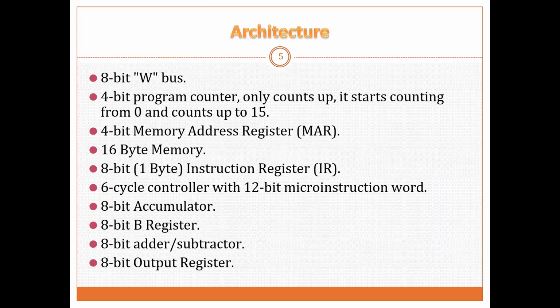Architecture: 8-bit W bus, 4-bit program counter, only counts up. It starts counting from 0 and counts up to 15. 4-bit memory address register, 16-byte memory, 8-bit, 1-byte instruction register, 6-cycle controller with 12-bit microinstruction word, 8-bit accumulator, 8-bit B register, 8-bit adder and subtractor, lastly 8-bit output register.